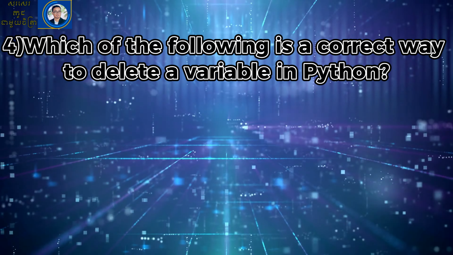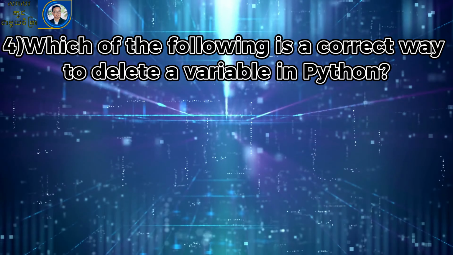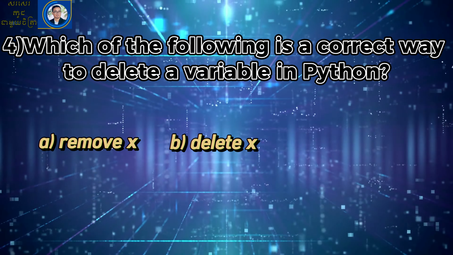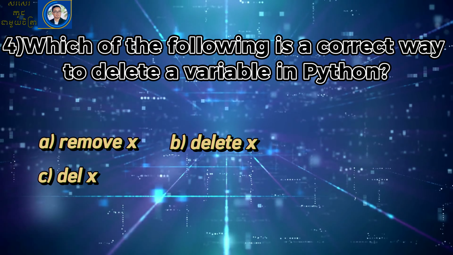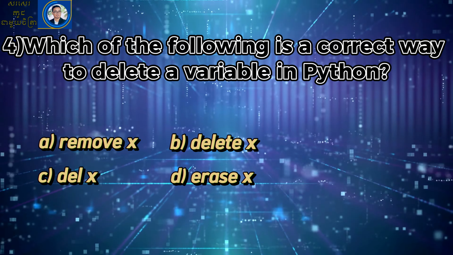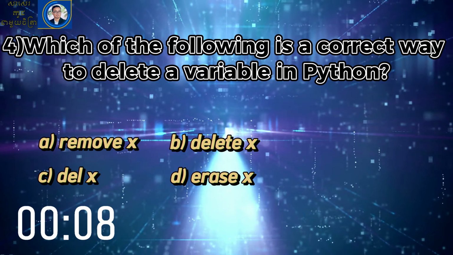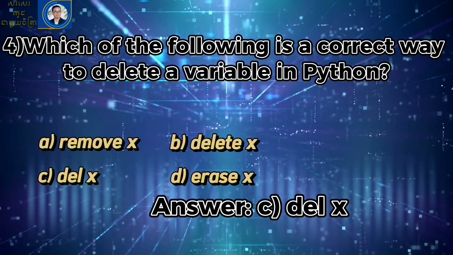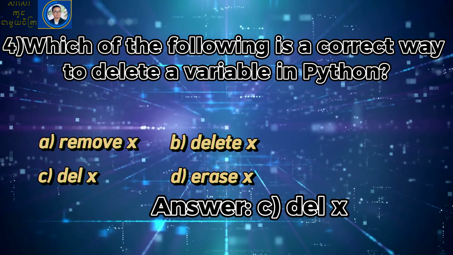4. Which of the following is the correct way to delete a variable in Python? A. remove x. B. delete x. C. del x. D. erase x. Answer: C. del x.